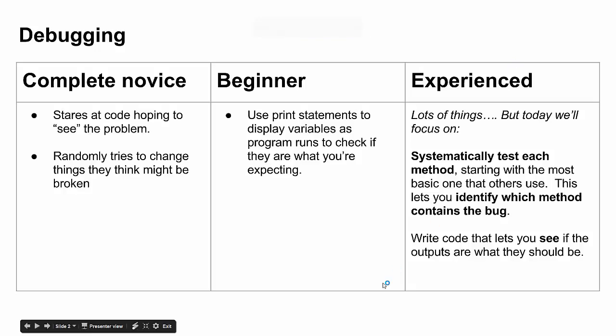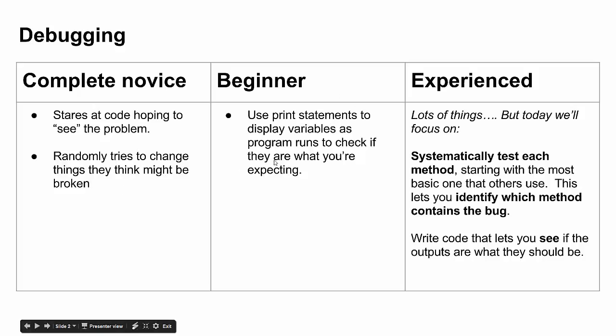Hi everybody, as promised, I'm going to do a debugging lesson now to help you take the next step in becoming a better debugger. I've summarized a couple of things here that exemplify how beginners debug versus how more experienced people debug. A complete novice will stare at the code and hope they see the problem. Or they might make random changes to the things that they think are broken and then test to see if that fixes it. That's what I call debugging by guess and check. Those are both going to be very slow and frustrating.